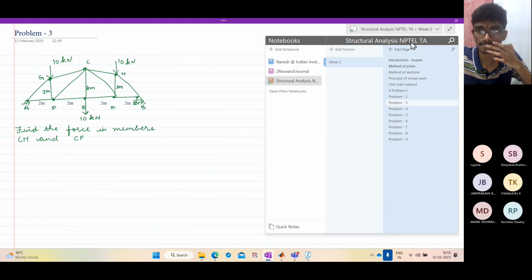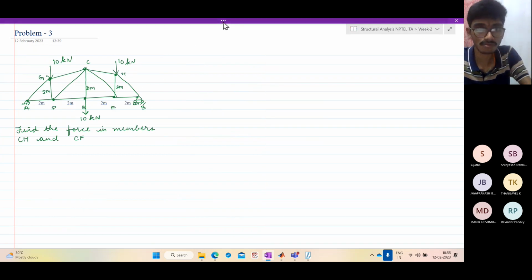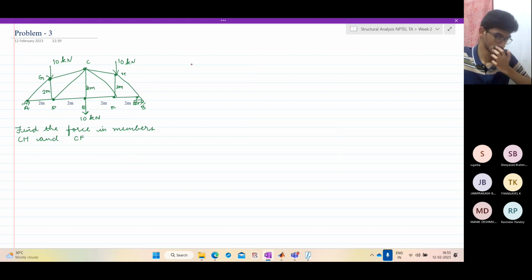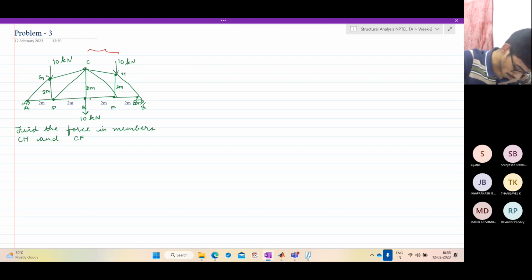Problem 3. What are they asking? We are asked the force in the members CH and CF. Which is the member CH? This is CH and this one is CF. Again, it is a simple problem. Use method of sections directly. Where should we make a section? Here. Make a cut here.